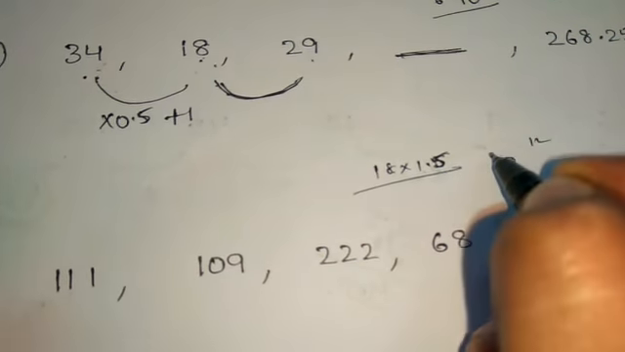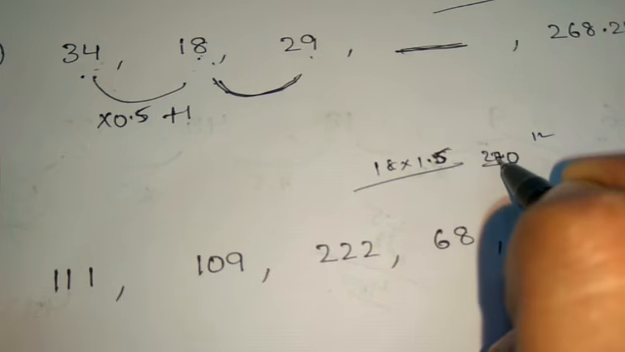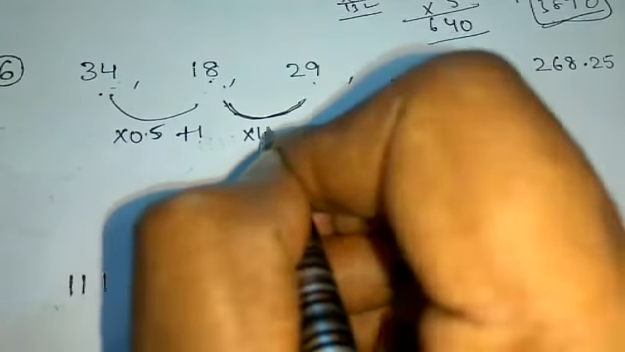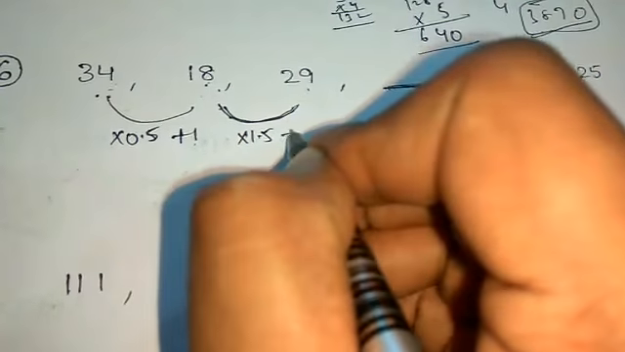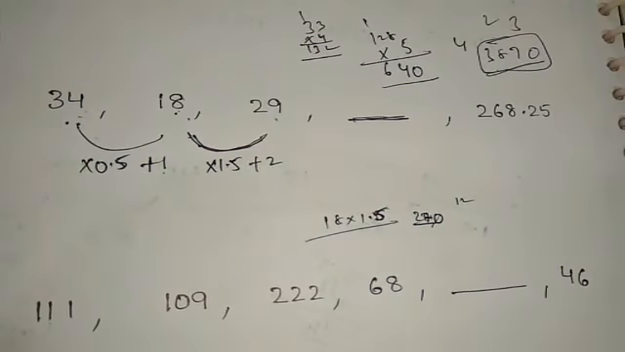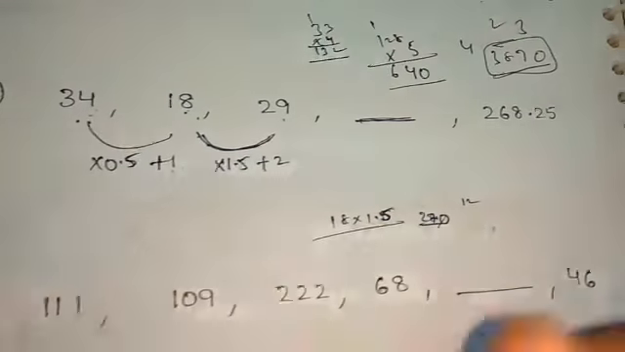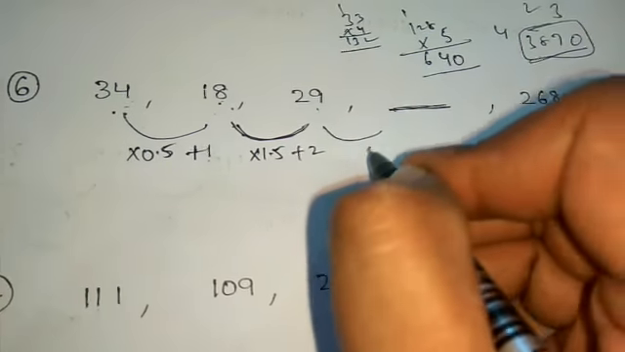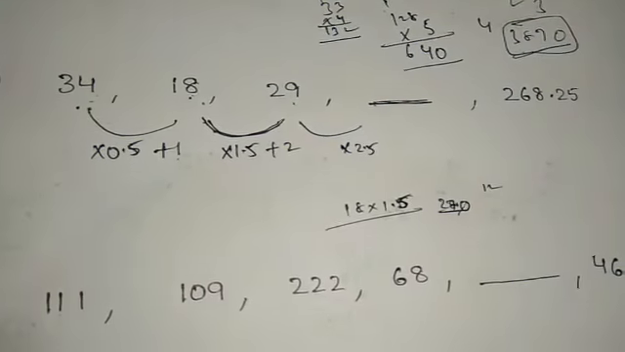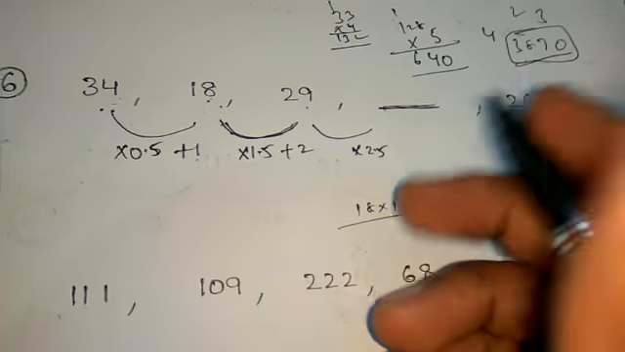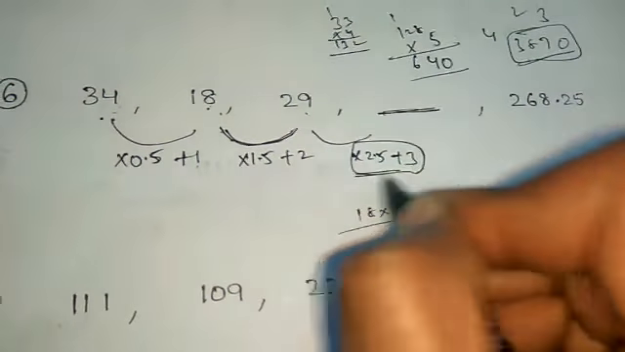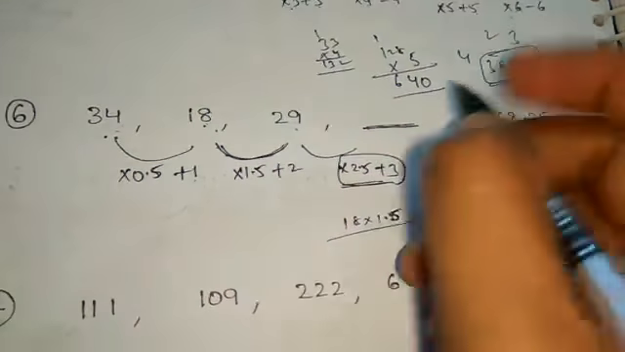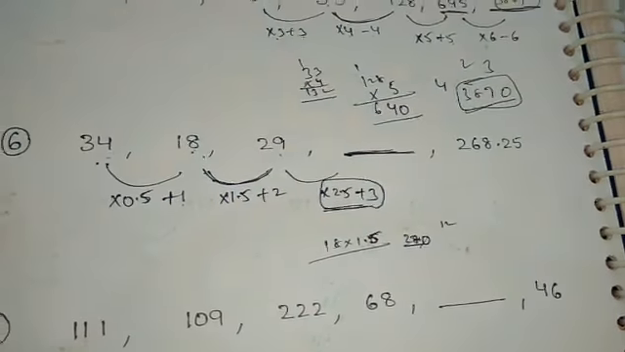15, 27. So we got 27. Decimal point 27. So into 1.5 we get 27, plus 2 is happening there. Right? Into 1.5 plus 2. So the next number will be 0.5, 1.5, it will be 2.5. And plus 1, plus 2, it will be plus 3. So if we multiply 29 with 2.5 and add 3, we get the answer.